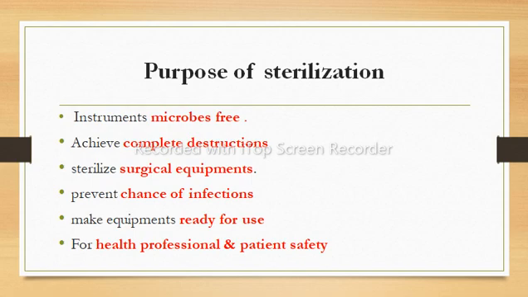Then we have the purpose of sterilization. It means why sterilization is necessary. It is necessary to make objects microbe free, to achieve complete destruction of microbes, to sterilize surgical equipment like dissecting forceps, tissue clamps, surgical probes, etc., and to reduce the risk of transmission of microbes to healthy persons, to make equipment ready for use without harm, and also for health care professionals' and patient safety.